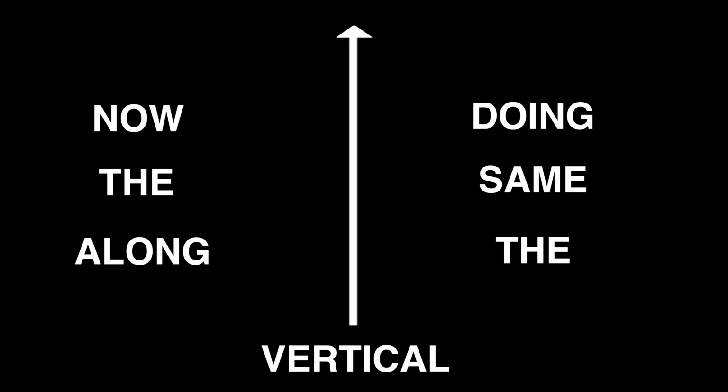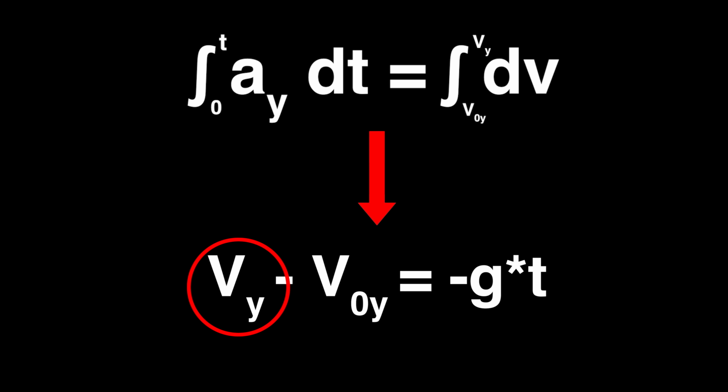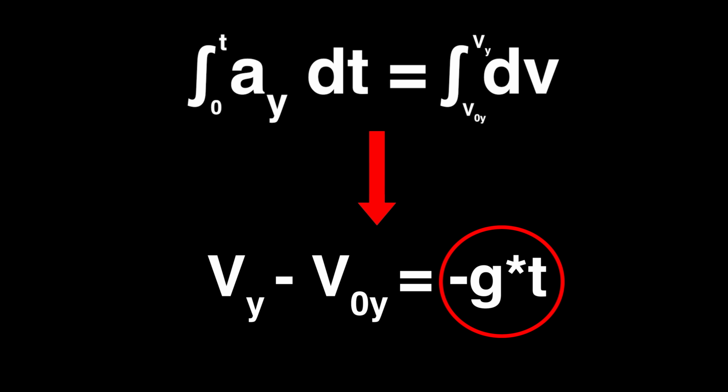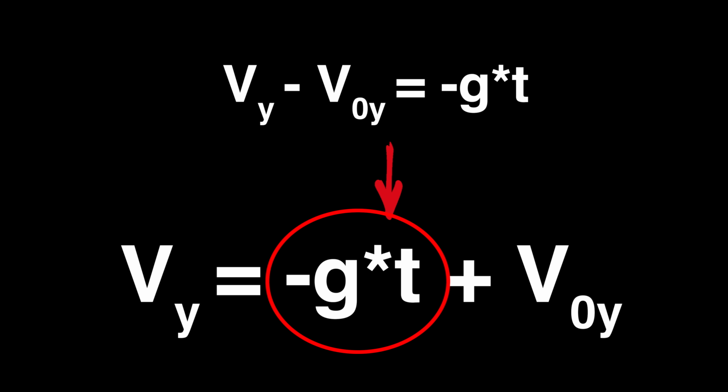You believe me now? Now doing the same along the vertical, our initial conditions are at 0 seconds we have an initial vertical velocity, and at some time t we have a vertical velocity. We get that our vertical velocity take our initial vertical velocity is equal to the negative of gravity multiplied by time. Rearranging to give our vertical velocity during flight is the negative of gravity multiplied by time plus our initial vertical velocity.